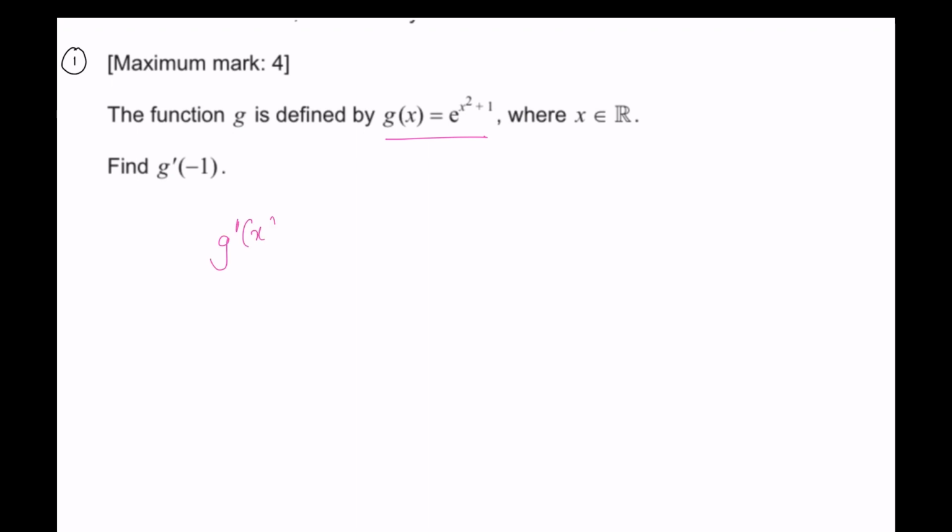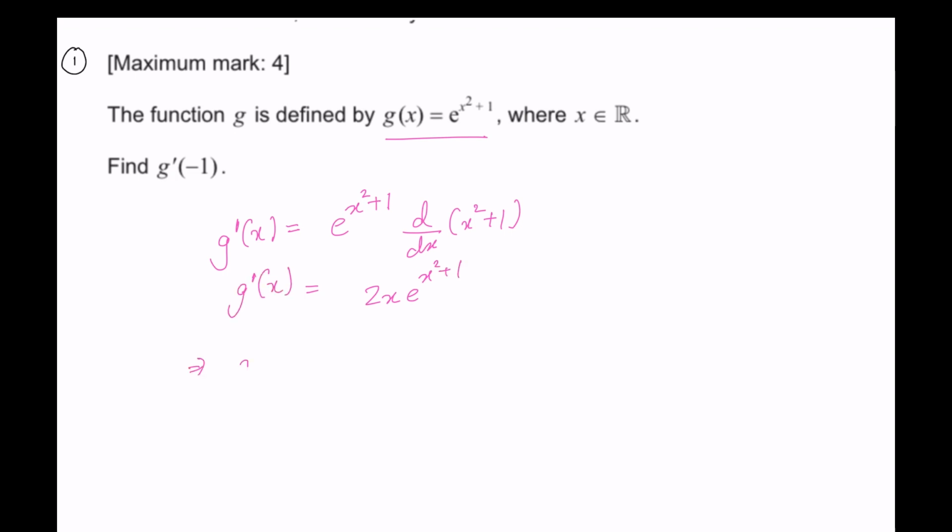So g dash x will be, here we have to apply the chain rule. In the chain rule, first we differentiate the outer function and then multiply with the differentiation of the inner function. The outer function is e to the power x, so its differentiation remains the same. And we now have to differentiate the inner function, which is x squared plus 1. If I differentiate x squared plus 1, it will become 2x e to the power of x squared plus 1. This is g dash x.